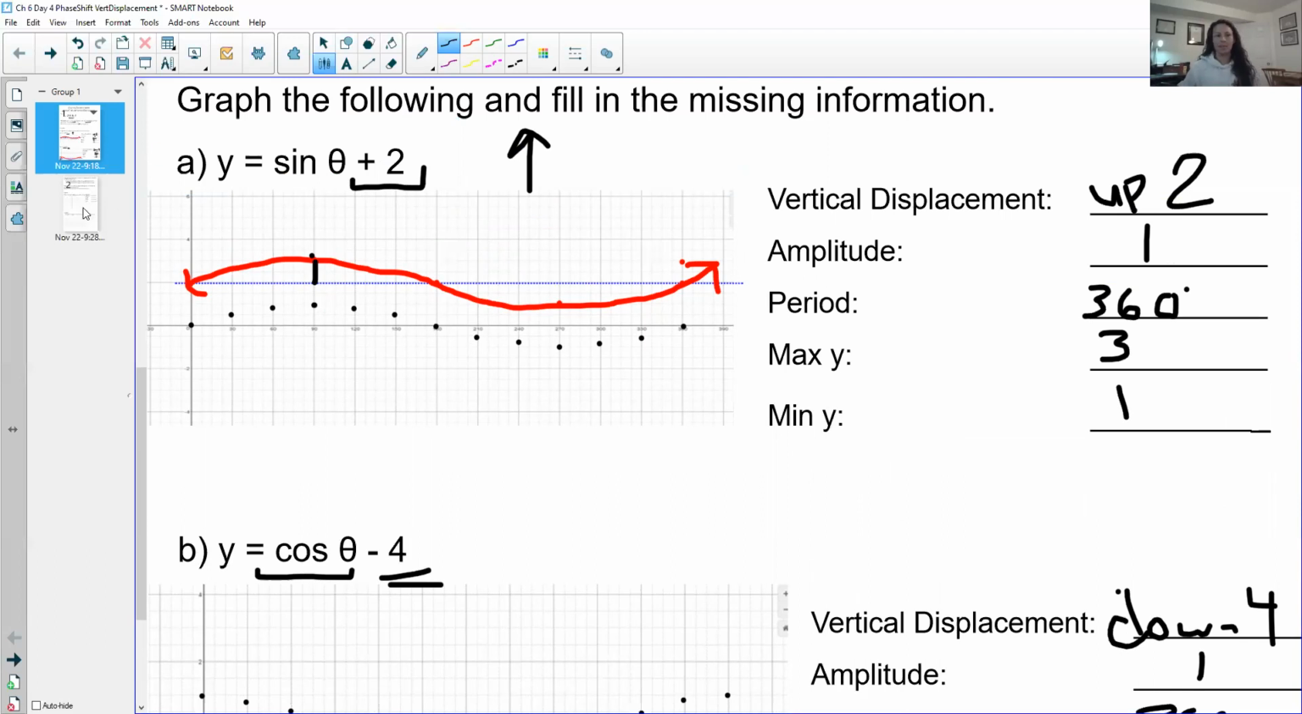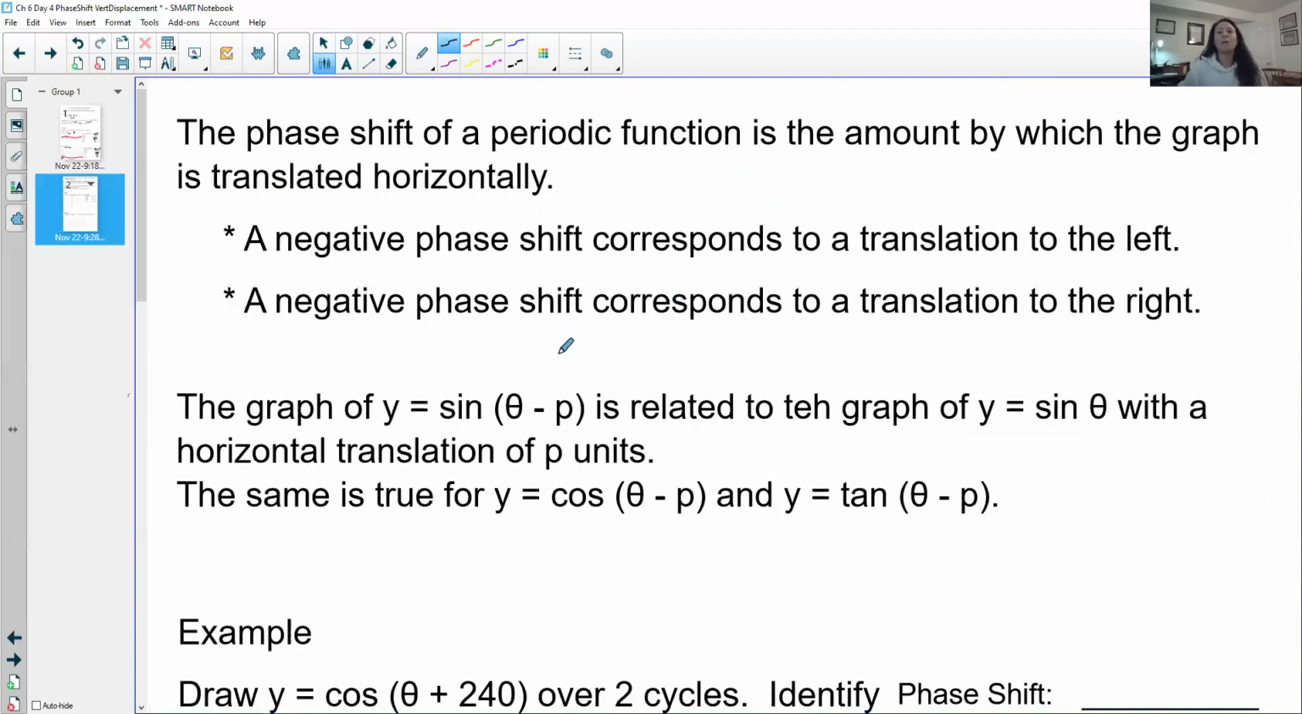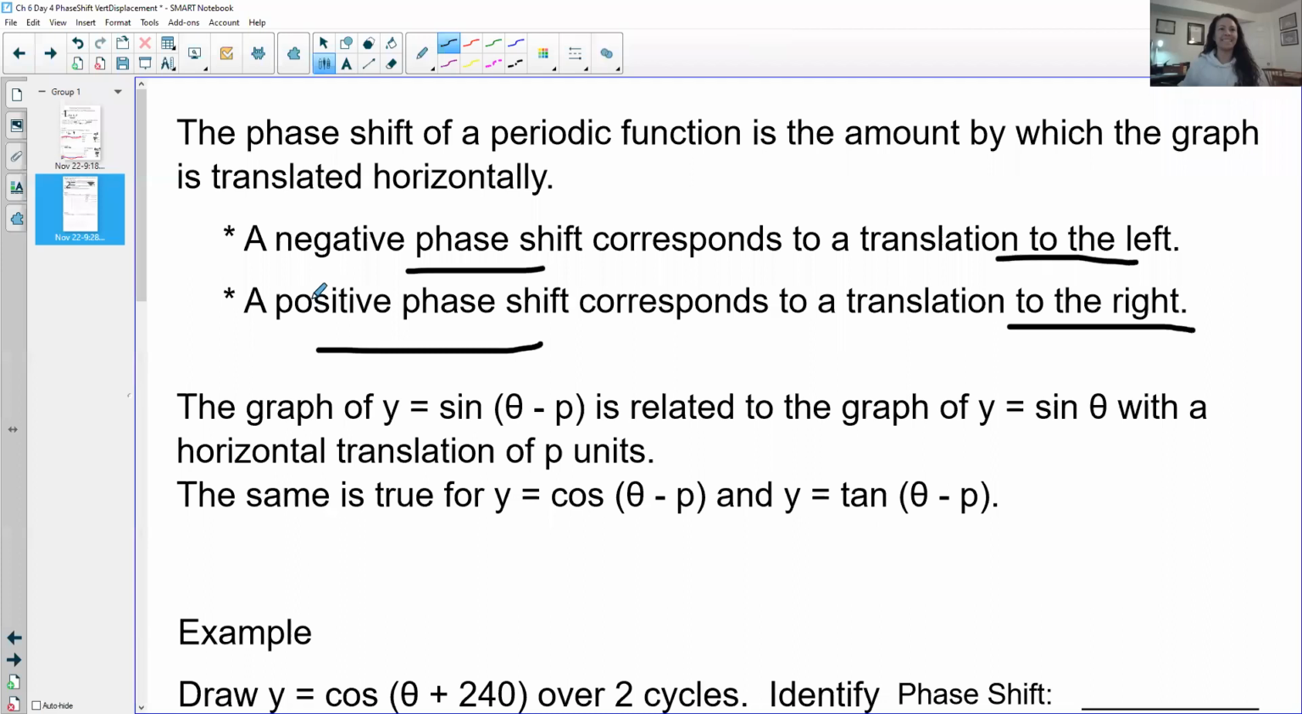All right, but that's not all, but wait, there's more. In addition to our shift going up and down, we can also have phase shifts that go left and right. Sorry, I just noticed another mistake. So we have our vertical shifts that we know about. We can also have our horizontal ones. These are your negative and positive phase shifts, which would go to the left and the right. A negative phase shift goes to the left. A positive phase shift or positive translation goes to the right.